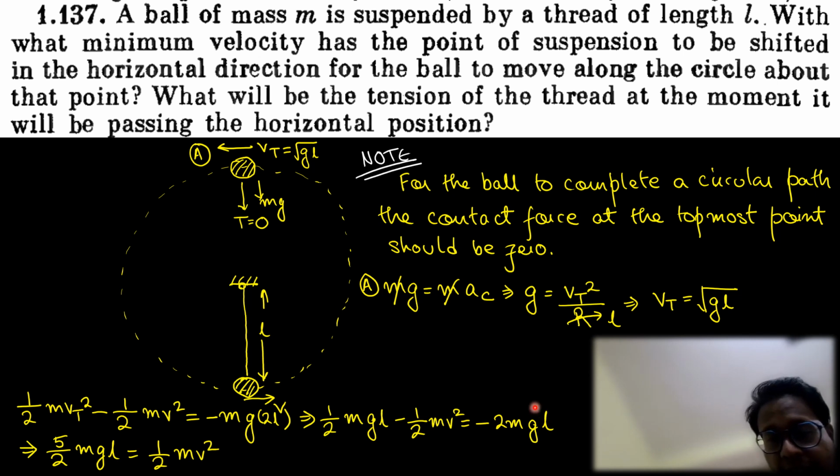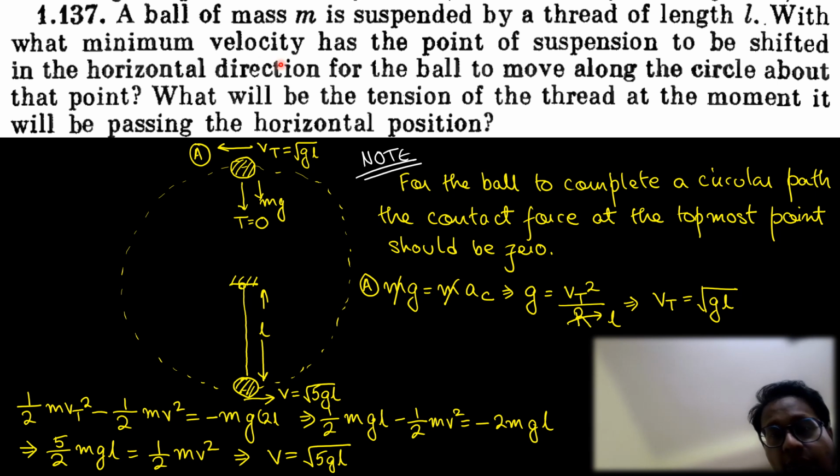What I did out here is I took this minus 2gl and sent it to the left hand side, and I took this minus half mv square and sent it to the right hand side. So if I evaluate this, v is equal to under root of 5gl. So the minimum velocity at the bottommost point through which the particle must be projected so that it completes a whole circle is nothing but under root of 5gl.